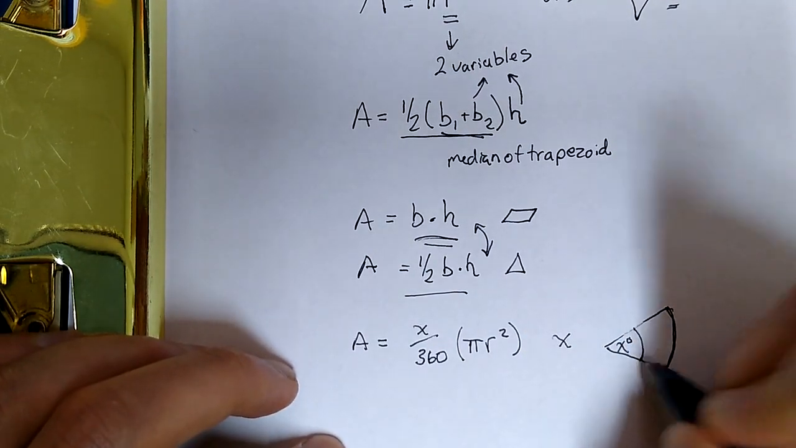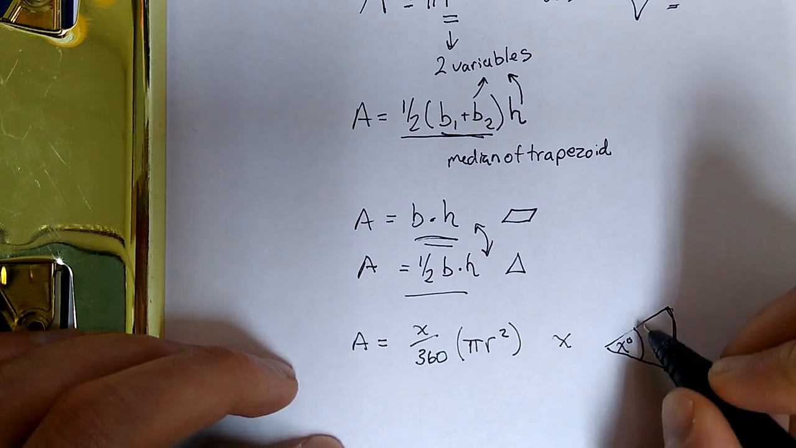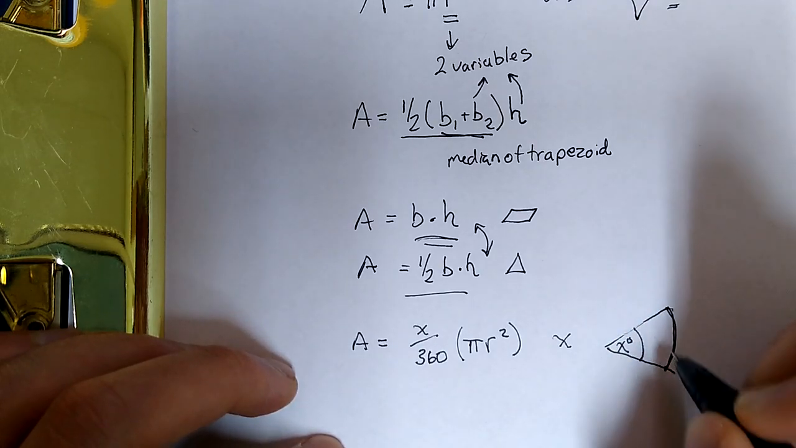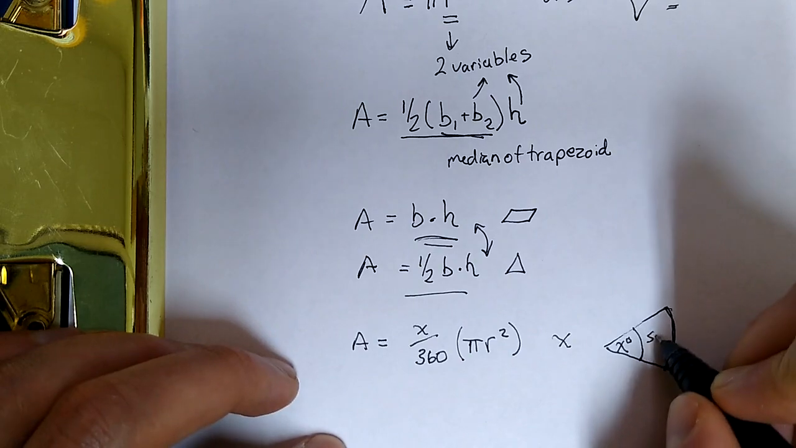X is this degree measure here. It's however big this arc is between the sides of this piece of pie, or this sector of the circle.